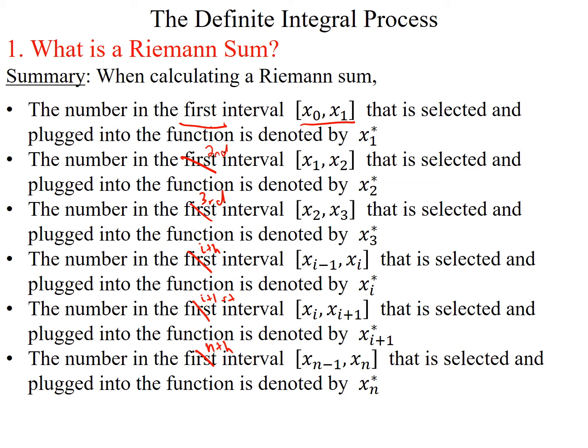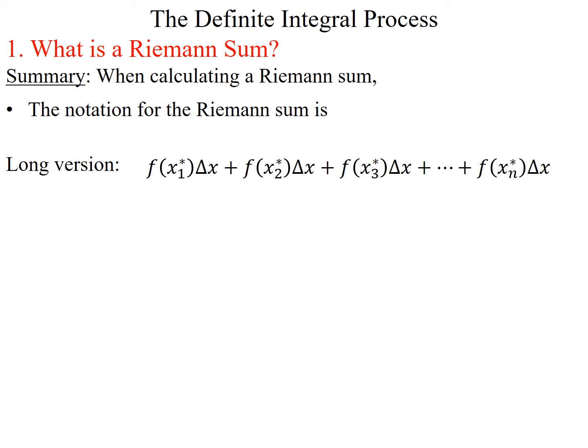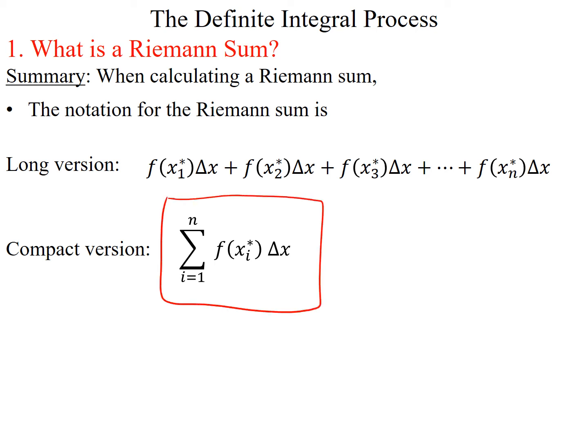All right, so then after you pick those numbers, you build your Riemann sum. The notation for the Riemann sum, the long version: you plug x1 star into the function, multiply by the width, plug in x2 star, multiply by the width, dot, dot, dot, all the way to the last one, plug in xn star into the function, multiply by the width, and add them all up. Or the shorthand notation, where you change all the things that are changing, 1, 2, 3, 4, and so on, to an i, put the sum notation, then just go from 1 to n. So there's the compact version. This is the general formula for a Riemann sum.